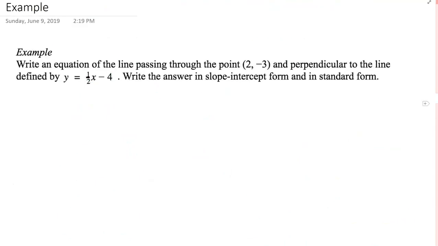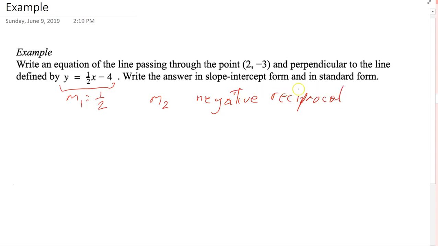Let's look at another question. Write the equation for a line passing through (2, -3) and perpendicular to the line y equals 1/2 x. Let's call this line 1. M sub 1 will be equal to 1/2. M sub 2 is the negative reciprocal of m sub 1, because it is perpendicular to the line, so m sub 2 will be equal to negative 2. You choose a number where m sub 2 times m sub 1 equals negative 1, and negative 2 times 1/2 is negative 1.